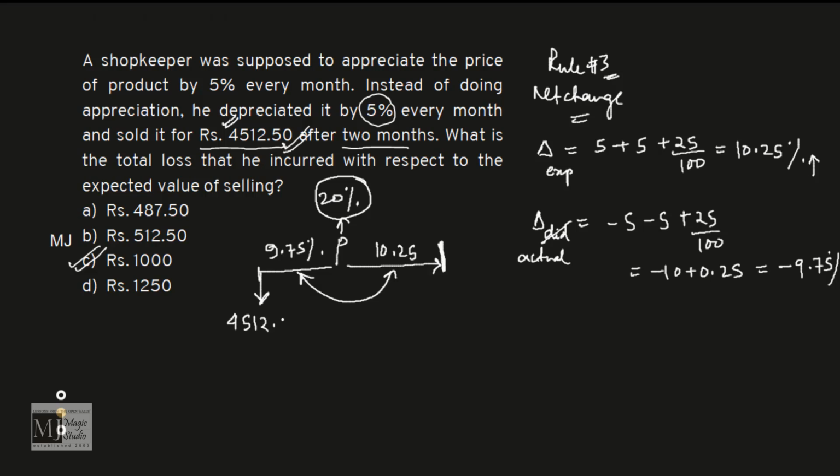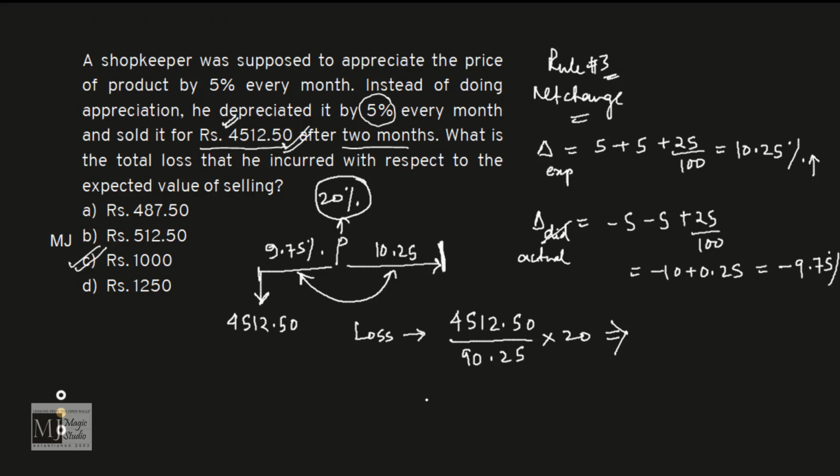This point is 4512.50 and I need 20%. So straight away I can calculate loss now. Loss is 4512.50 divided by 90.25 into 20. That's it.